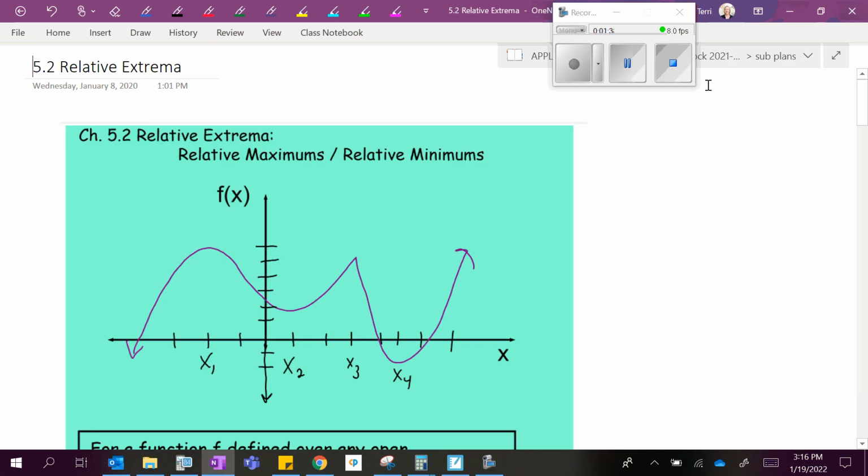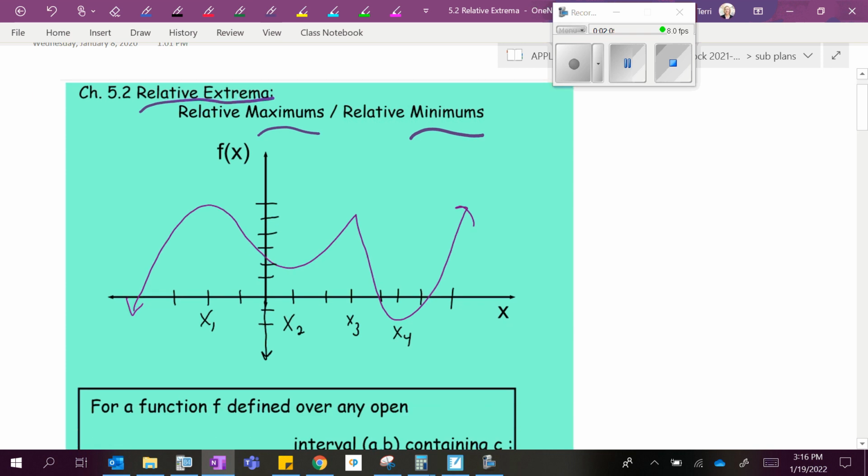So what we're looking at today is using the ability to find increasing and decreasing intervals of a function. We're going to use those to now find what we call relative extrema of a function. And by relative extrema, we mean relative maximums and relative minimums. When we say the word relative, again, what I'm referring to is in relation to all the points around it, what would be a relative max or a relative min.